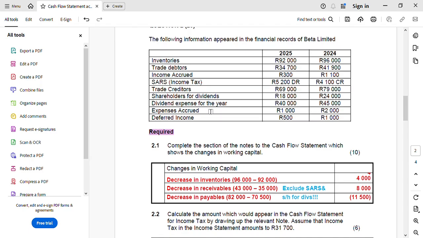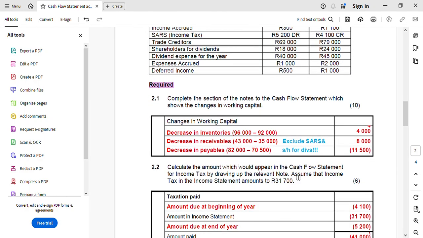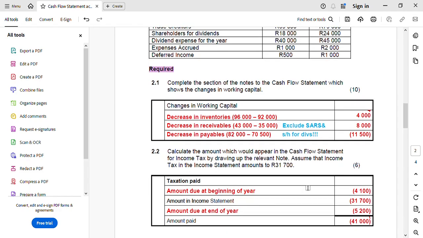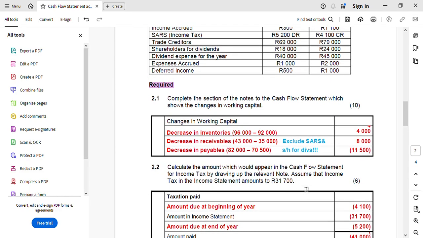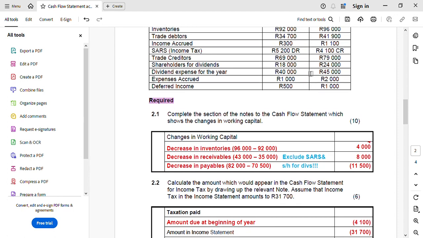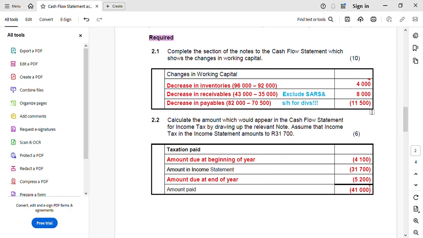Remember, if they don't state expense accrued for interest, then include it in your calculations. Right, then calculate the amount that would appear in the cash flow statement for income tax by doing the relevant note. Okay, now we need to look and see whether SARS is a debit or credit here, because that's going to have an effect. So at the beginning of the year, SARS was a credit balance.